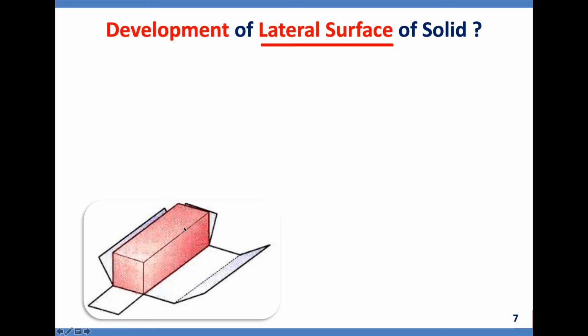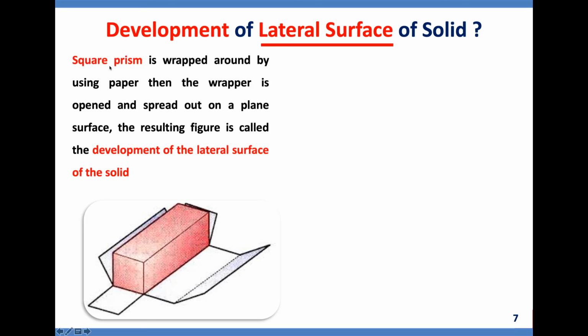Here in this slide, I am showing the square prism. And all this outer layer, what you can see, which is unfolded and spread on a plane, is called the lateral surface of square prism. Square prism is wrapped around by using paper. Then the wrapper is opened and spread out on a plane surface. The resulting figure is called development of the lateral surface of the square prism.